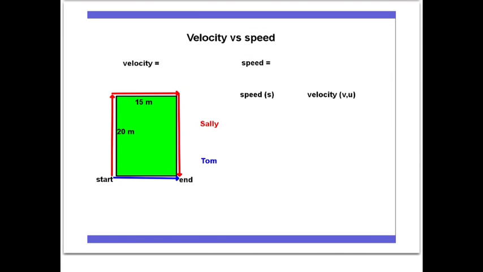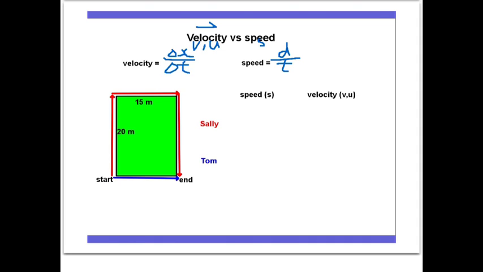Okay, another scalar vector pair is velocity and speed. Velocity is the vector quantity, usually given the symbol v, also can be u for initial velocity, and speed I like to call s. So velocity is defined as the change in displacement over change in time. Speed is simply distance over time.